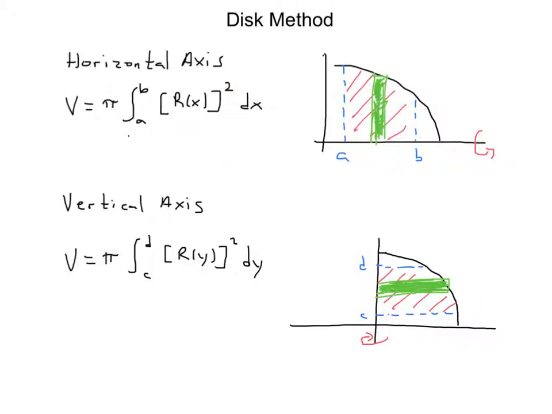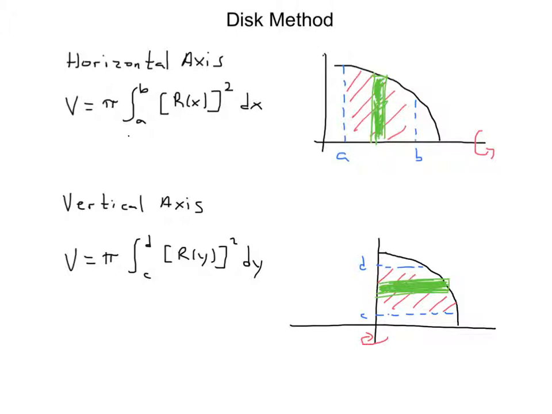Okay, now you should notice, remember that this is my radius. Pi times the radius squared is the area of the circle, and dx represents the base. So pi times the integral from a to b of r of x squared dx, that is going to be our volume formula for this, the disk method when I'm taking around a horizontal axis.